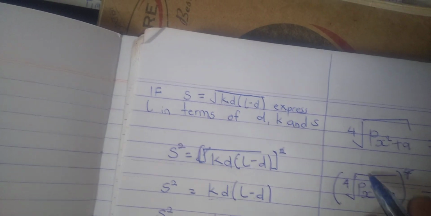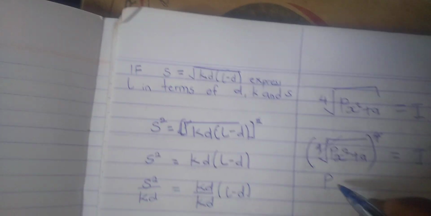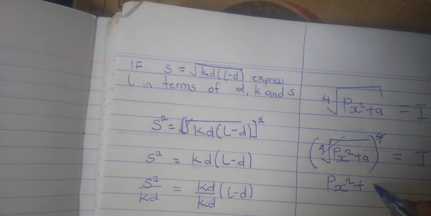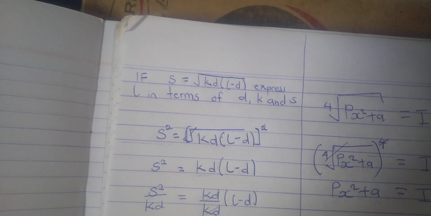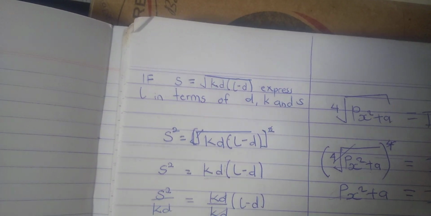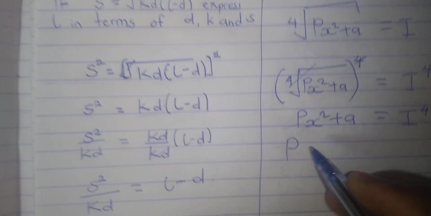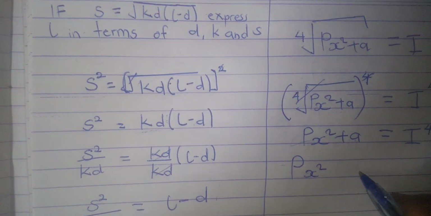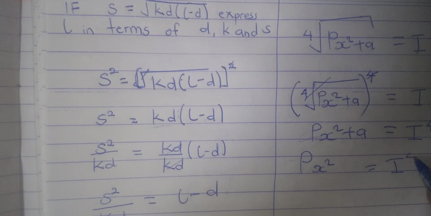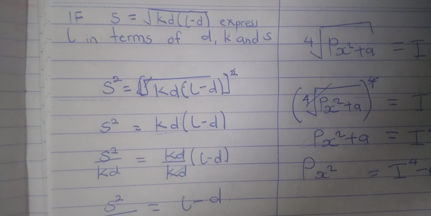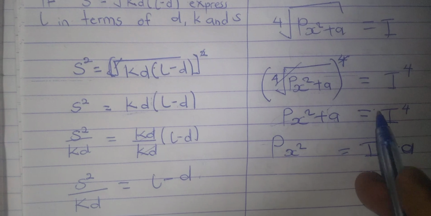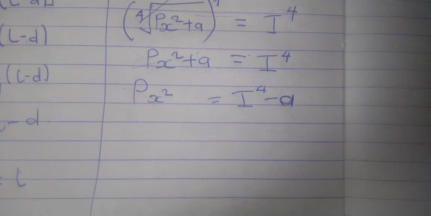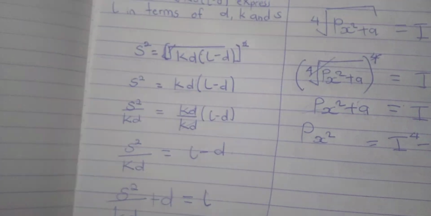So the power 4 cancels out with the fourth root, remaining px squared plus our a equals I raised to power 4. So what do we have here? We take a to the other side, remain with px squared equals I to the power 4 minus a. So the a has crossed the equal sign, and ideally become a negative.